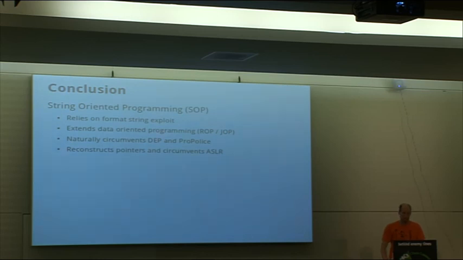We can easily circumvent data execution prevention using one of these data-oriented techniques, and we can get around ProPolice by using the format string exploits to exactly just override the values that we want to change. And we can reconstruct any pointer and circumvent ASLR using these global offset table and procedural linkage table tricks that I've shown you a bit.